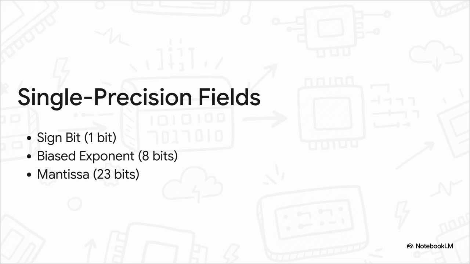We're going to focus specifically on the 32-bit version. It's officially called binary 32, but you'll almost always hear it called a single precision float. It takes exactly 32 ones and zeros and divides them into 3 strict territories. You get exactly 1 bit for the sign, 8 bits for the biased exponent, and 23 bits for the mantissa. Let's see what that actually looks like in practice.